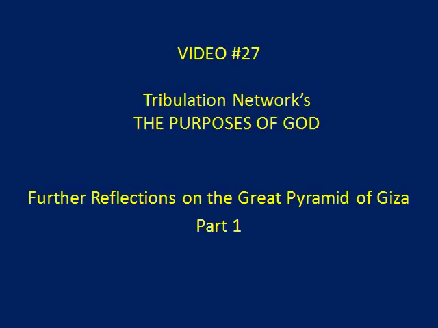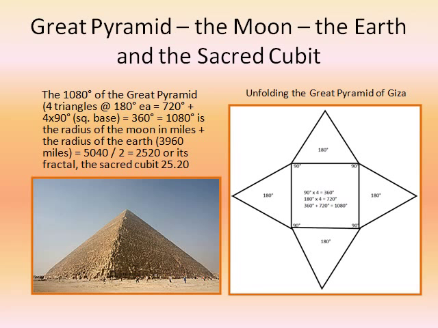We are going to be discussing, this is part 1, further reflections on the Great Pyramid of Giza. Now, if we opened up the Great Pyramid and we look at the moon, the earth, and the sacred cubit, there's an incredible interrelationship. So we take off the top and we fold back the sides of the Great Pyramid. And what we're going to see is the following. We're going to see 4 90-degree angles, right angles, times 4 equals 360 degrees.